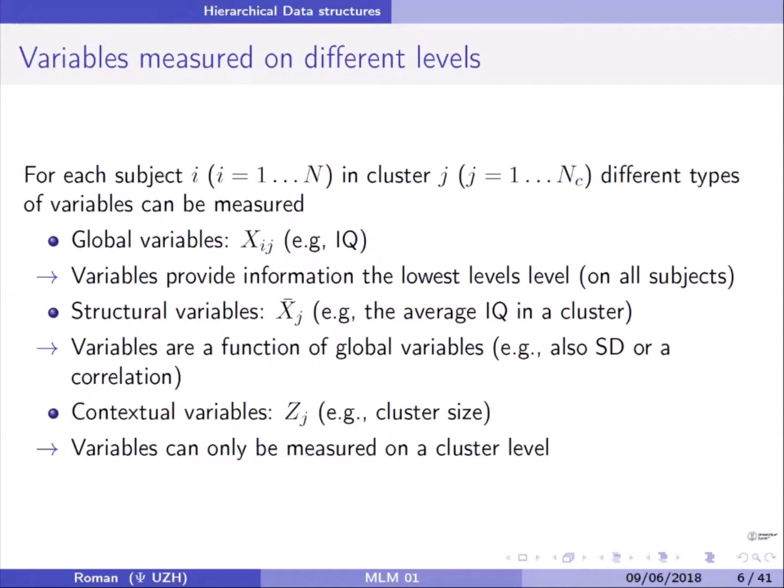When we have level 1 information, or information about every participant, we have an Xij. When we have information about the participants within the cluster, but just at the cluster level, it's X bar j. And when we have information about the cluster itself, it's Zj, okay? So the j is just about the cluster.